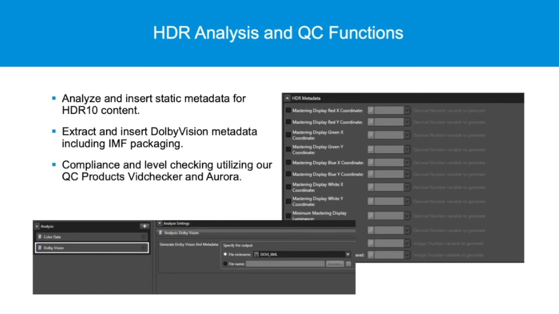In addition, Telestream offers a variety of QC products that do all sorts of QC, including compliance and level checking. So both our VidChecker and Aurora products offer a variety of HDR tools, including IMF compliance from Photon.